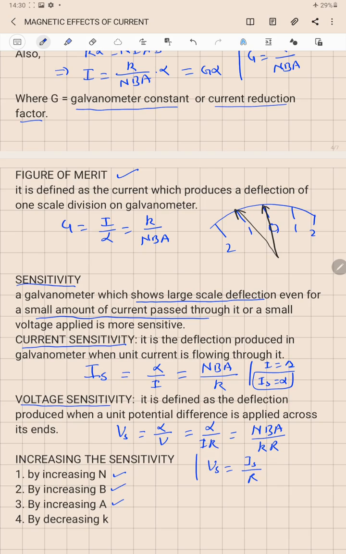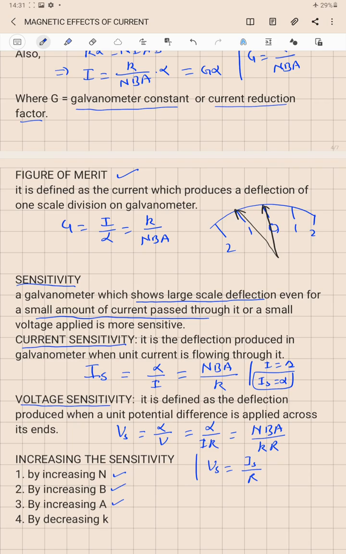Third factor is increasing the area of the coil. We have also seen that torque depends upon the coil area. So coil area can be increased in order to increase the sensitivity, but one thing we have to make sure is that when we increase the area, we are using a greater size coil, which is going to make the apparatus bulky. And we have to ensure that when the area of the coil is increased, it must not go out of the magnetic field region between the concave pole pieces of the magnet.